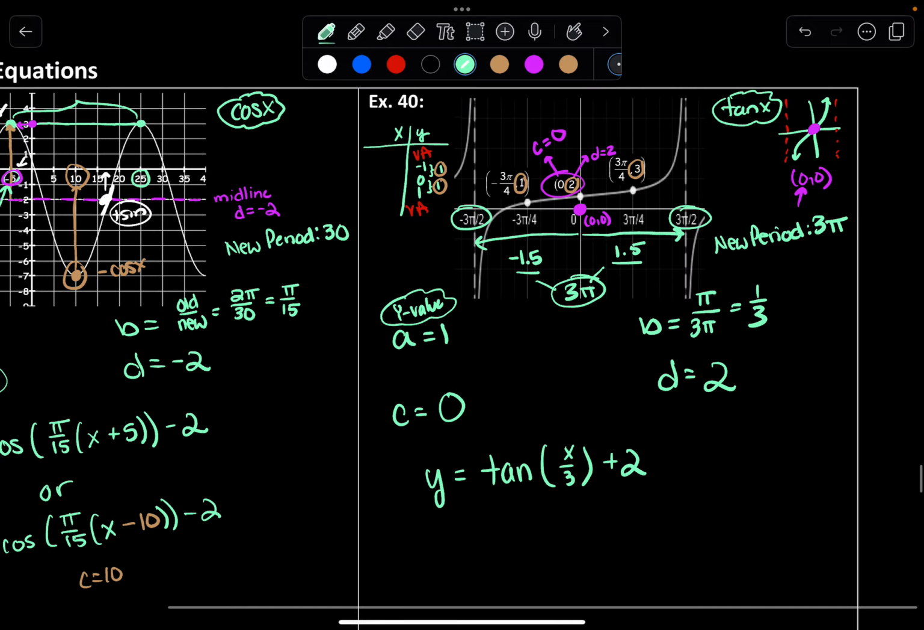Now, if we wanted to do this for cotangent, it would be more than just a vertical reflection. We would also have to apply a phase shift. So if you see that it's always increasing, just use tangent. It's going to be more efficient for you.